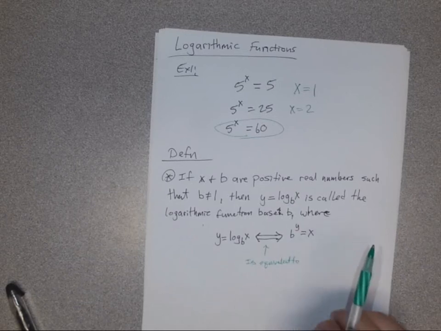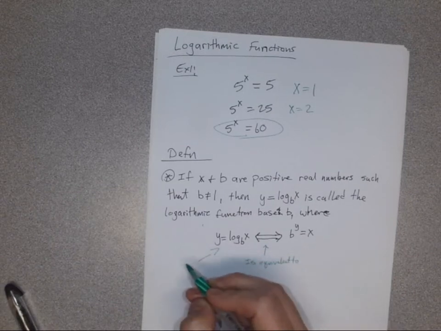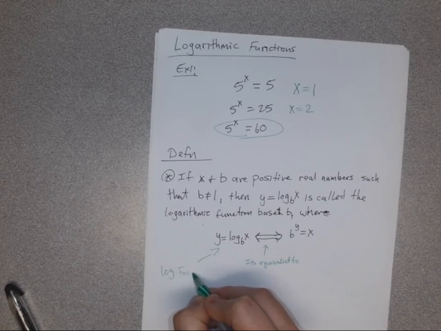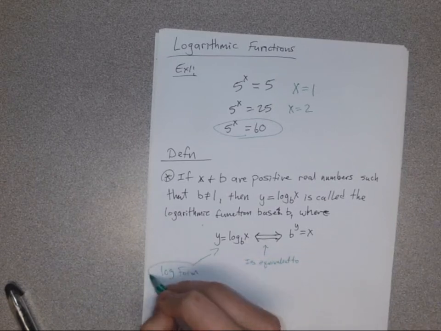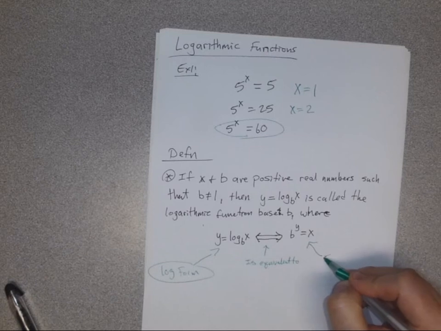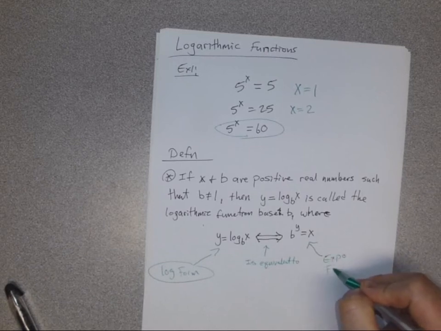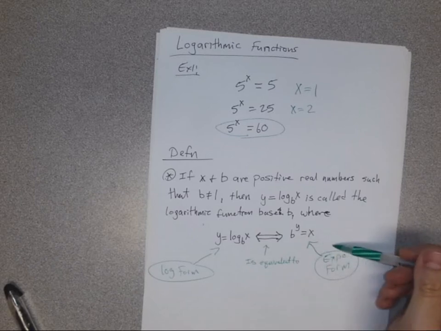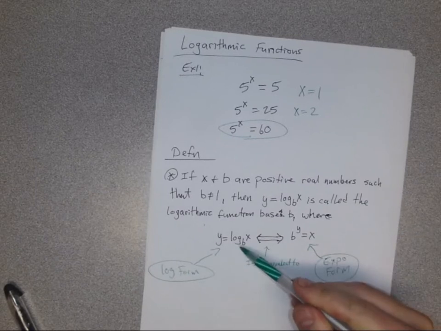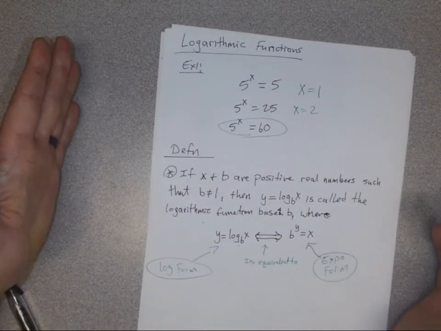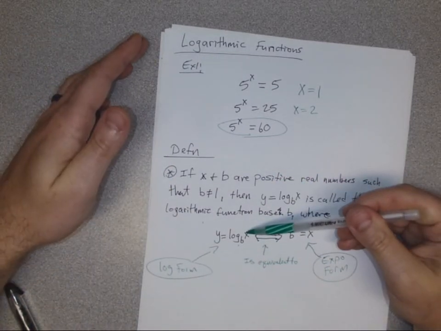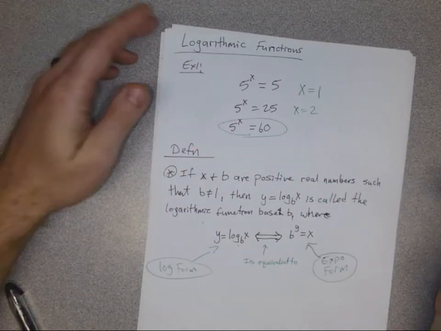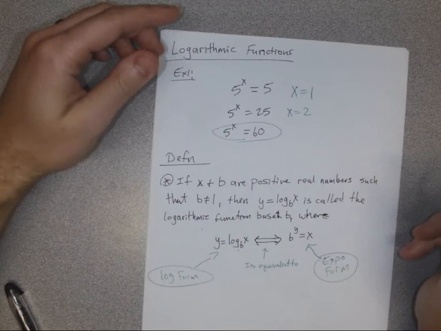So what's happening is this is called logarithmic form, log form, and this is called exponential form, expo form. And what happens is if you're given something in exponential form, you can convert it to logarithmic form and out will pop your answer. Or if you're given something in logarithmic form, convert it to exponential, and sometimes out will pop your answer. And especially here, the first several examples, your answer will just pop right out.